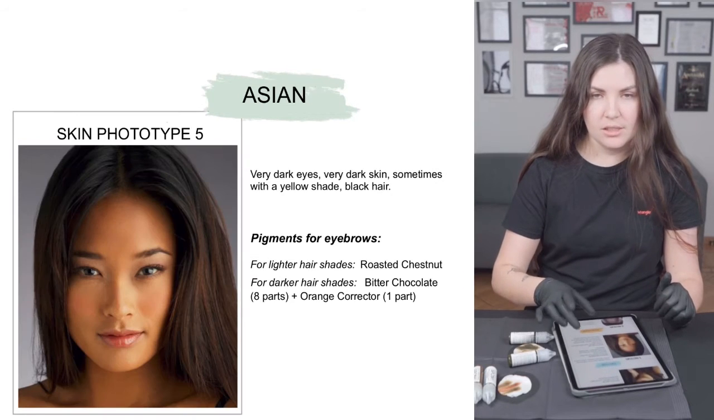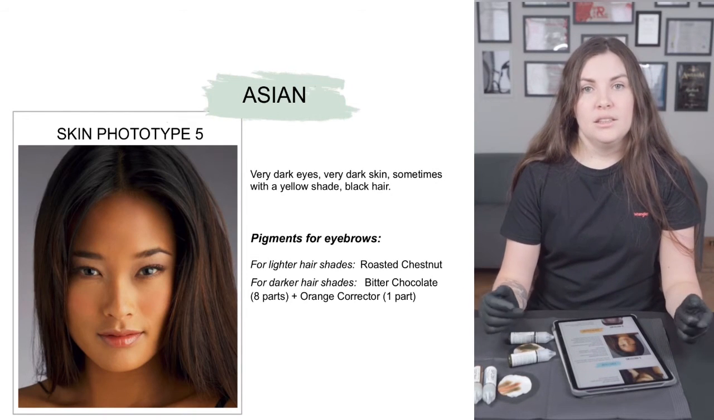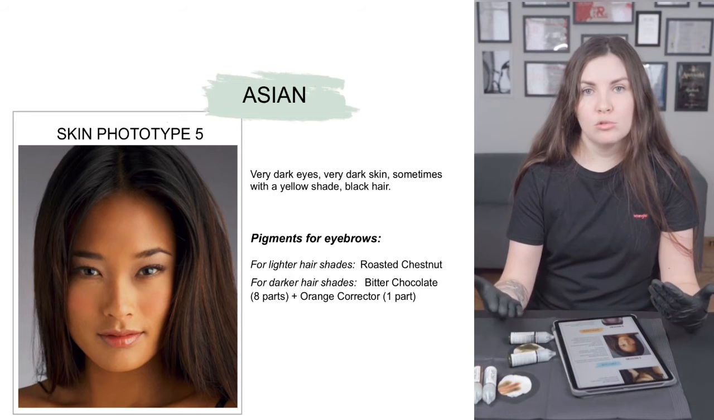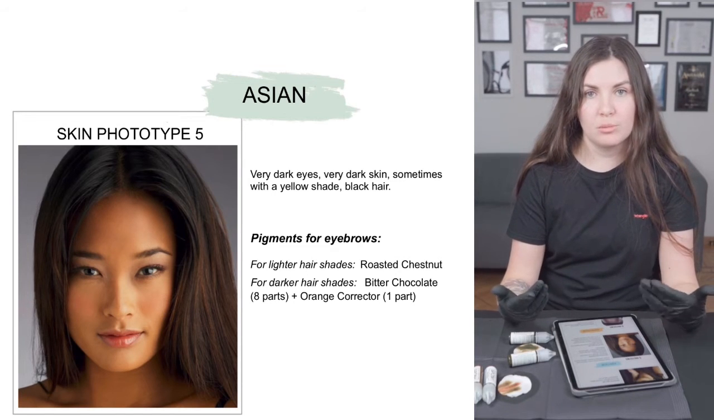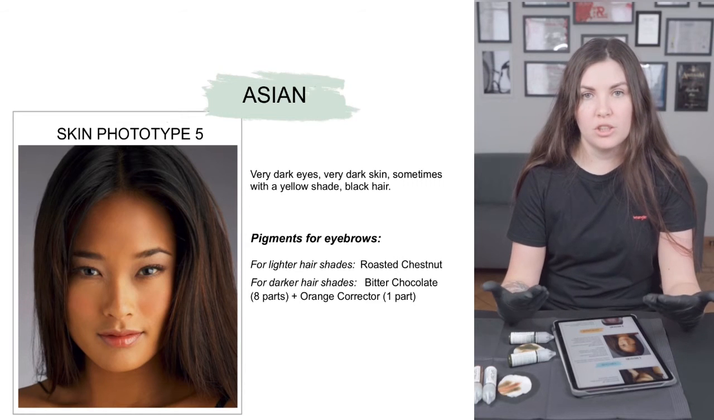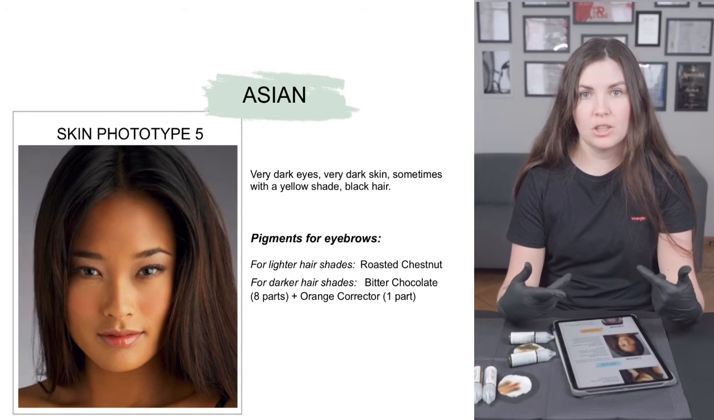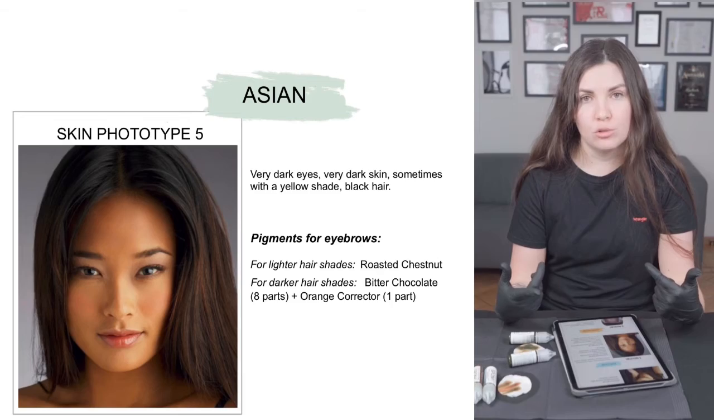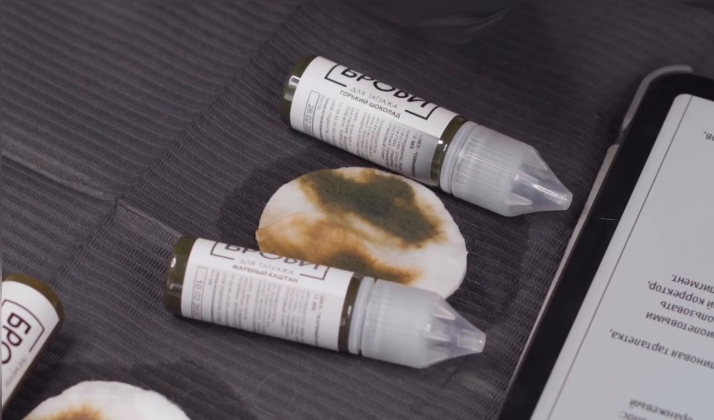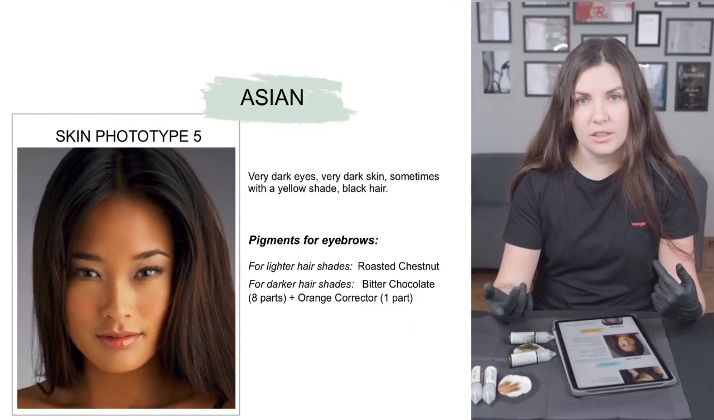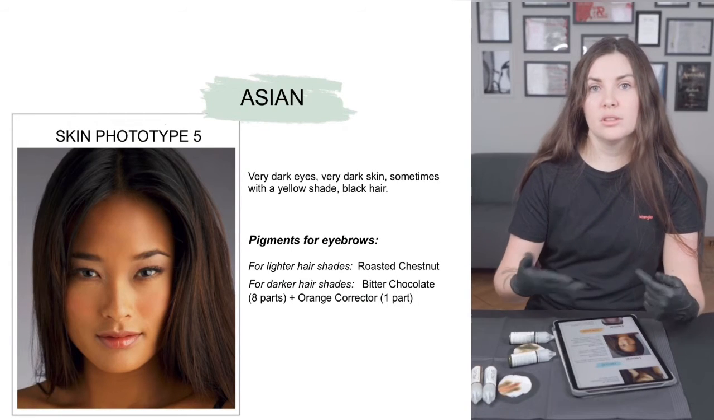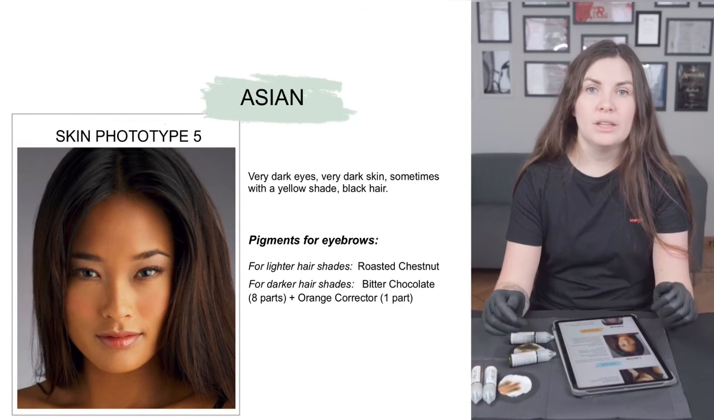But let's say we take a fifth phototype, which is Asian, and in this type, let's say we take a darker skin client, not light Asian with a yellow tint, but dark skin, darker brown. Then there is already more melanin, and we need to take this into account. So we can take roasted chestnut and add to it a drop of corrector to make the color more suitable.